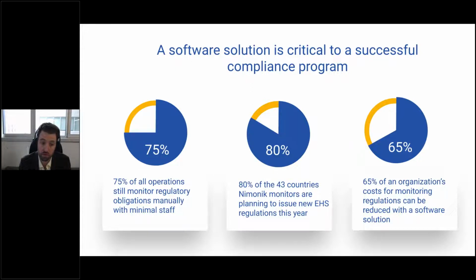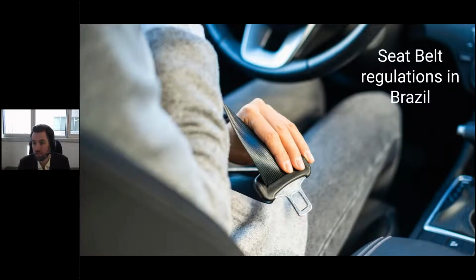So yeah, a few other high-level numbers. As we saw today, most operations are still doing this manually. We have 75% here as our general data point, but I think today 88% of people said that they're still using pen, paper, Excel, and tools like that. Pretty much every country in the world is constantly issuing new environmental health safety regulations, and there's a lot of evidence that good, well-implemented software can reduce the burden of monitoring all these regulations.